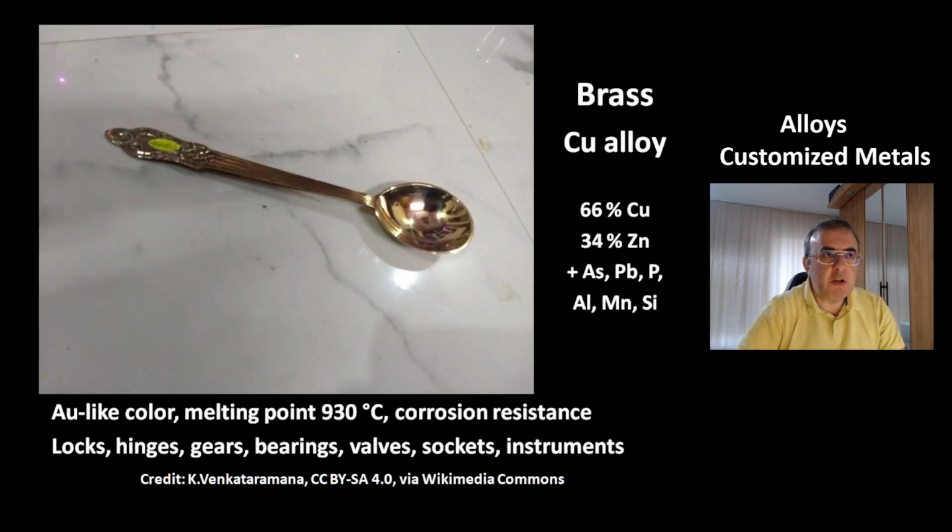Brass is a copper alloy with zinc, arsenic, lead, phosphorus, aluminum, manganese, or silicon. They have a gold-like color and a low melting point of 930 degrees Celsius. They have corrosion resistance, and they can be used for locks, hinges, gears, bearings, valves, sockets, and instruments.